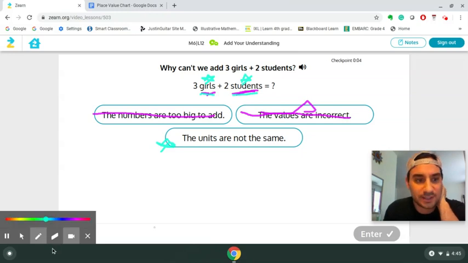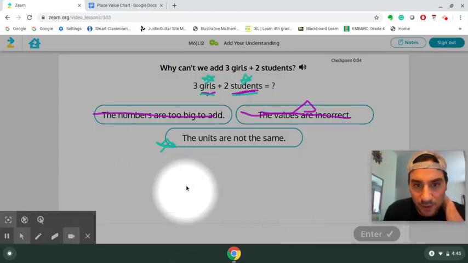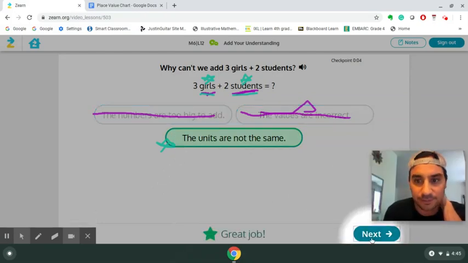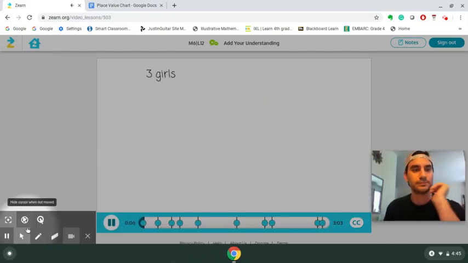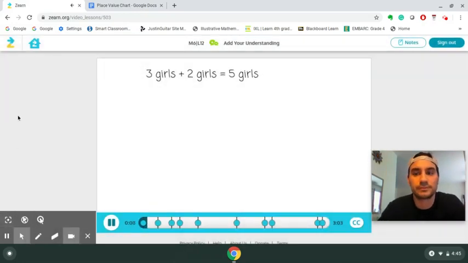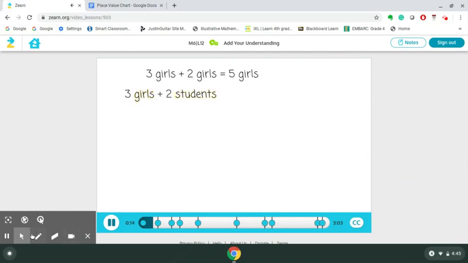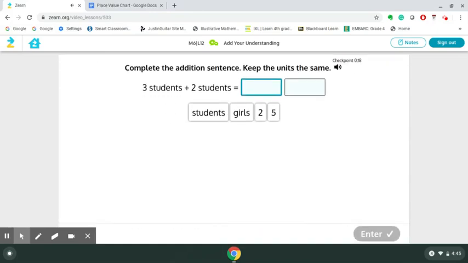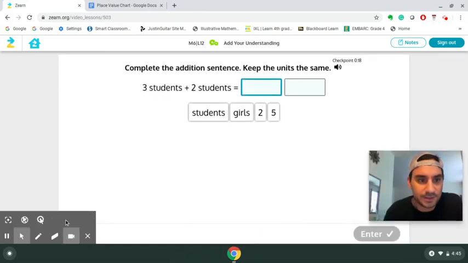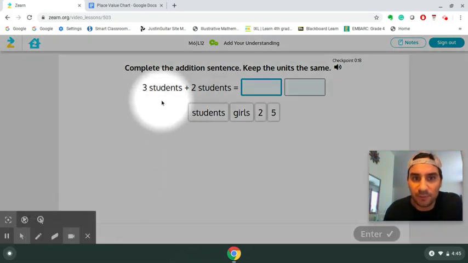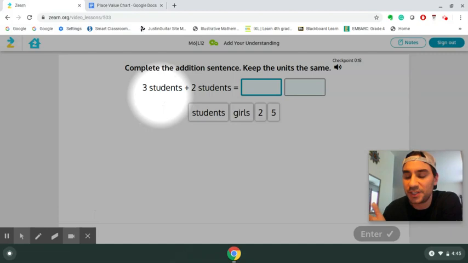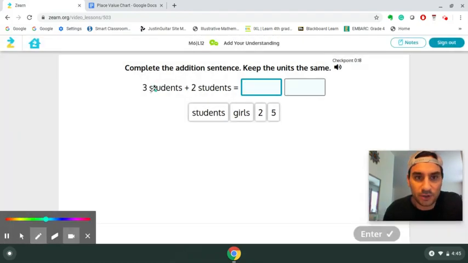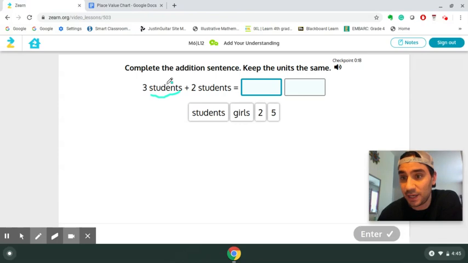Okay, you're back. Let's go ahead and see what we can change those units to so that we are able to add them together. 3 girls plus 2 girls equals 5 girls. But we can't add 3 girls plus 2 students because the units don't match. You're right. But let's say the girls are also students. So notice, my friends, in order to solve our problem, instead of saying 3 girls, we changed our units from girls to students. And now we have like units, all right? And we're able to add those like units together.